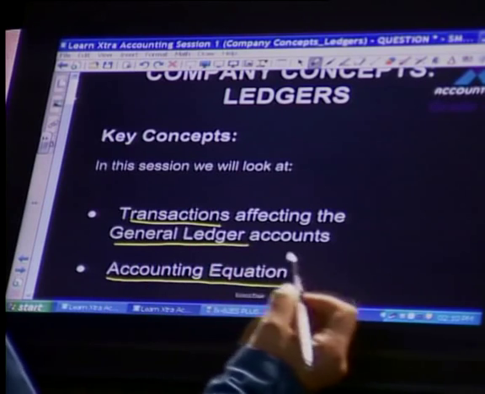and then we're going to move on to the accounting equation. Now before I start talking about companies, what I want to do, grade 12s, is take you a bit back in time. Let's just go back to grade 10. We'll then look at grade 11 and then obviously focus on grade 12.